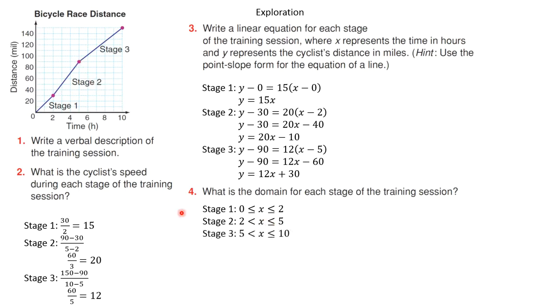The next one for stage 3, 5 is less than x is less than or equal to 10. So, again, it can't be equal to in 2 stages. It's in one stage or the other. And so, here we have the 3 equations, we have 3 domains, we have our 3 slopes. So we can write each piece of it, but how do we write it all together as just one equation? Well, that's what we're going to see next.